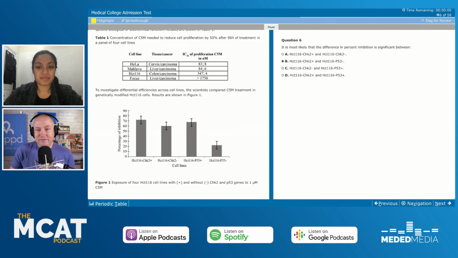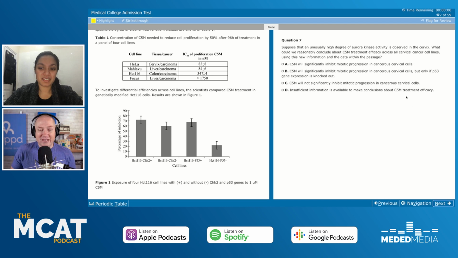Nice. Okay. So answer choice C here is CHK2 minus and P53 plus. Again, those have the overlapping bars there, and then CHK2 plus and P53 plus. Again, overlapping bars. So the only one that was different was that P53 minus. So go find that in the answers, and that's probably the right answer. Yeah. Cool. All right. Why don't you read number 7 here?